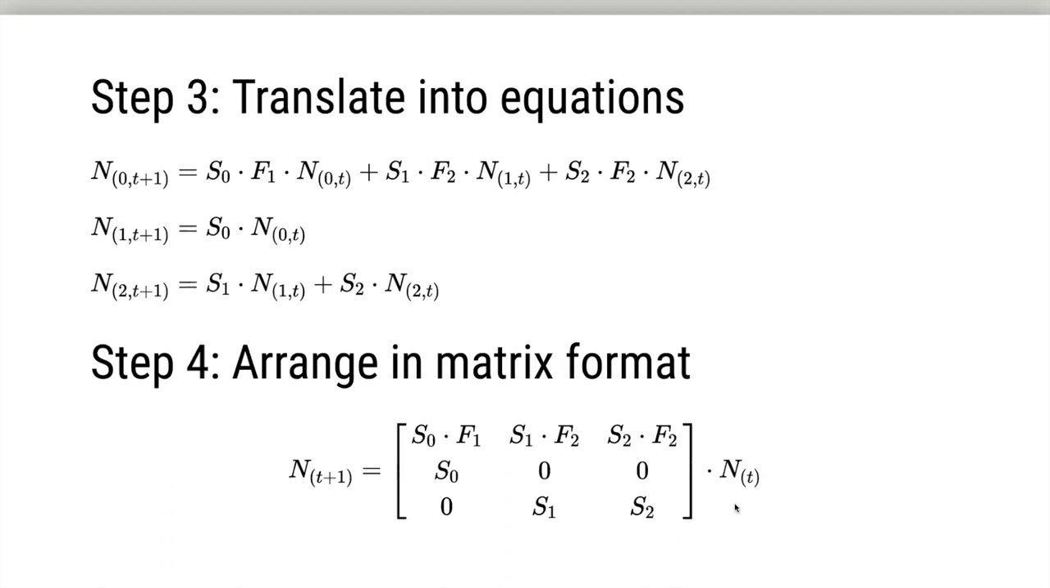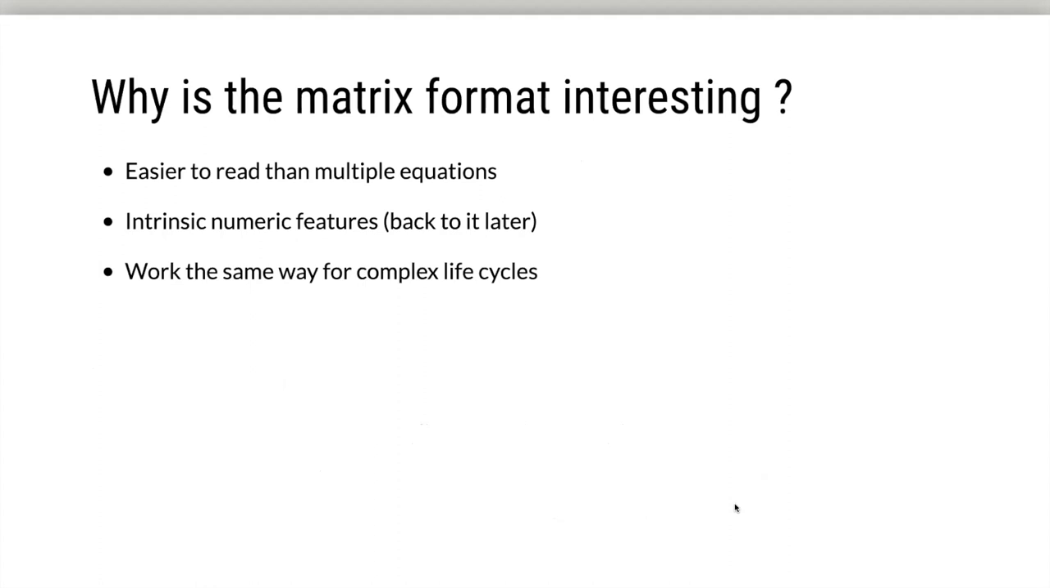So why is the matrix format interesting? Well, it's easier to read than several equations. And it also has interesting numerical features, so we'll get back to it in a bit, which will make our life easier. Meaning that for a deterministic model, we don't have to actually multiply the population each year by the matrix when we run the projection. If we have the matrix, we can directly know the quantity of interest, like growth rate or age structure, just from the matrix. So we'll see that in a bit.